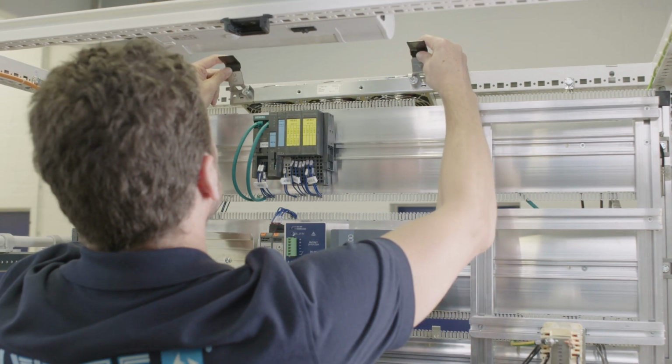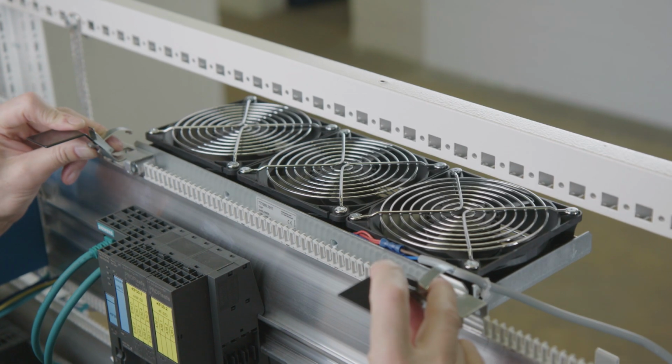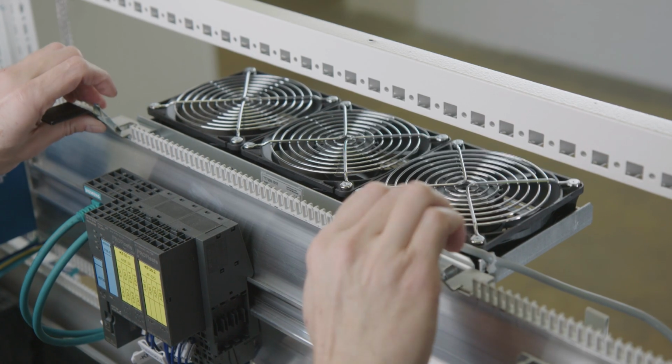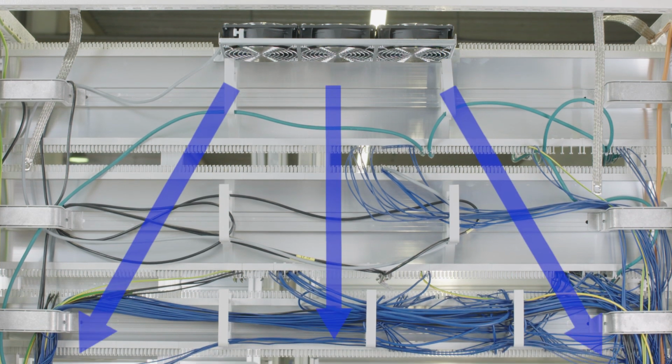An important accessory is the air blower fan to create a stable cabinet climate. The air blower is controlled by a control unit and switches on automatically as required.